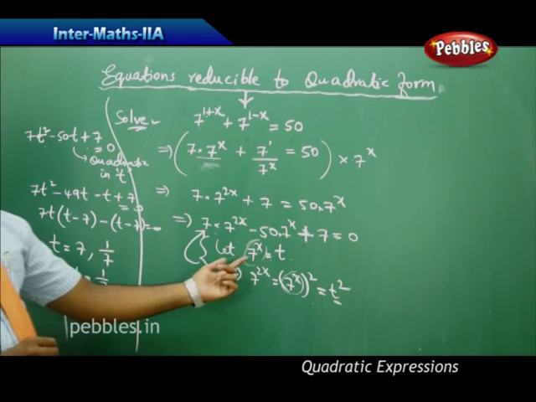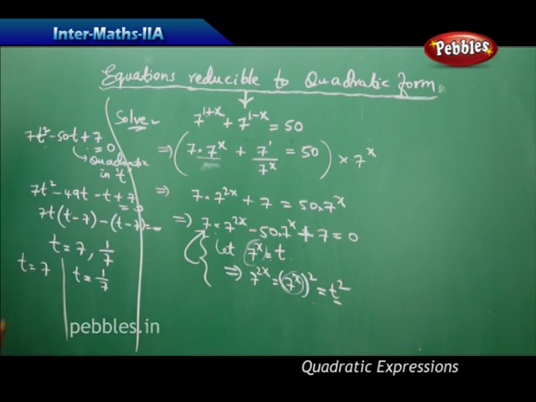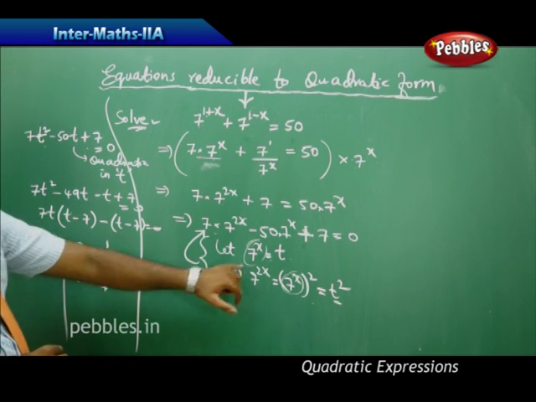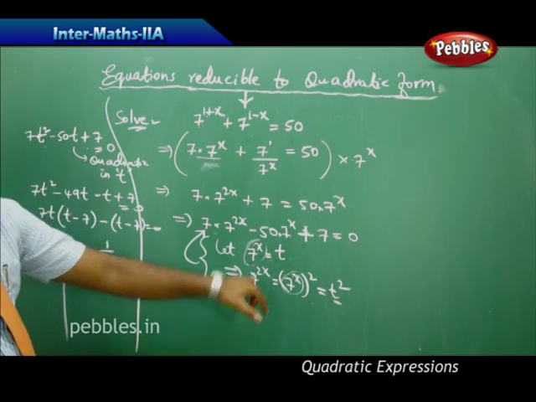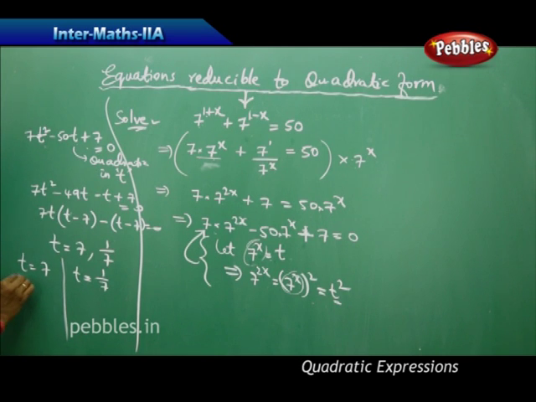Now when t is 7, my t is nothing but 7 power x, which I'm going to substitute here because I have this equals this. And in the other case, 7 power x is 1 by 7, which is 7 inverse. Now, when the bases are equal, the powers are equal. Therefore, this gives me x equal to 1. And when the bases are equal, the powers are equal. Therefore, this gives me x equals minus 1.